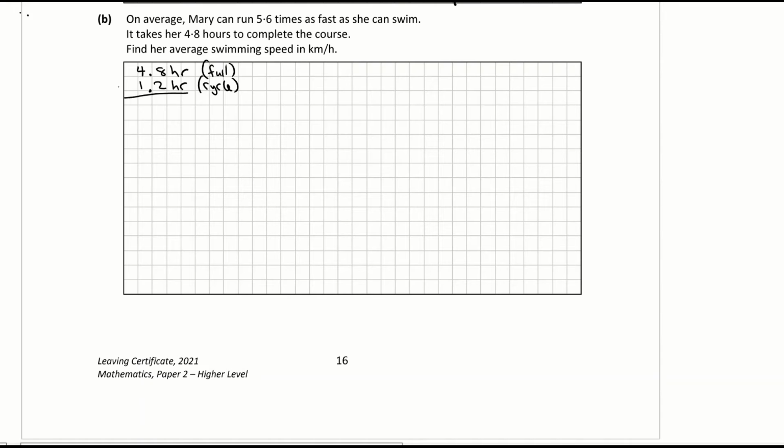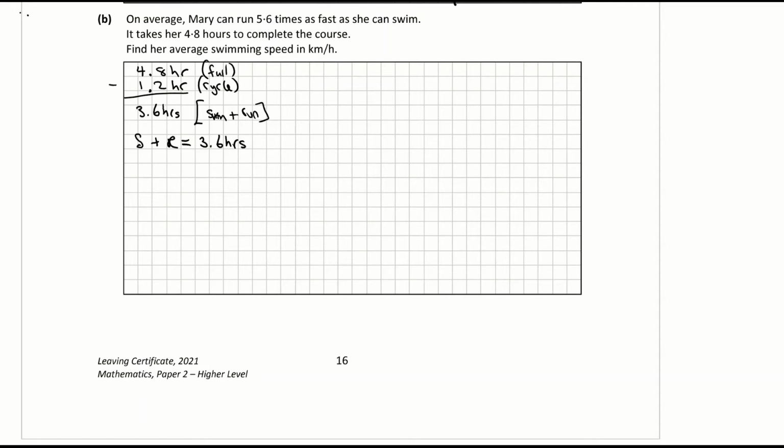So if I take them away from each other, I get 3.6 hours, and that would give me the total time to complete the swim and the run. So the swim and the run together took 3.6 hours. So that's something we know. So I'm just going to write that down. Swim plus run is equal to 3.6 hours. Now in the question it says that Mary runs 5.6 times faster than she can swim.